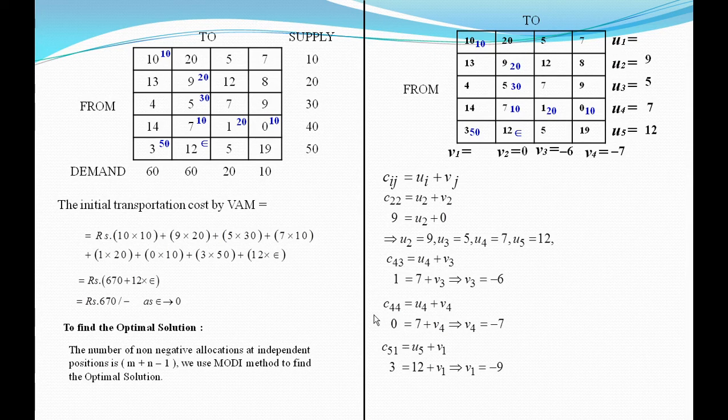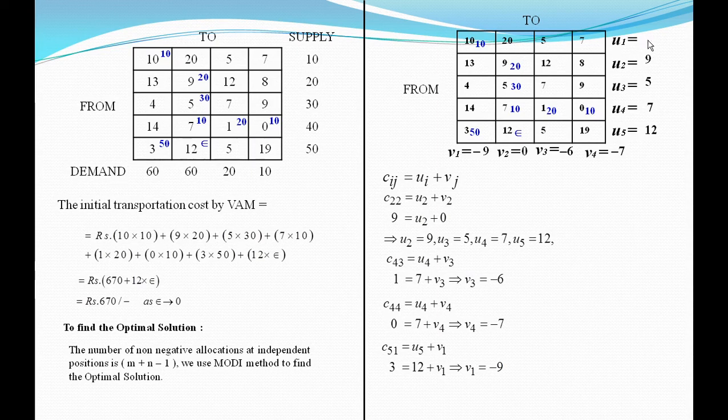Find the next value, 5 1, because we have the value 12 already available here. I am looking for the allocated cell, because I have to find V1. How can I find V1? With the help of V5, because it is allocated here. So now I can write C51 is equal to U5 plus V1. V1 we don't know, keep V1 as it is, but U5 you know the value, put the 12 here, and C51 is 3. I am putting that 3 here. Take the 12 to the other side, you get minus 9. So V1 is the only thing we have to find.